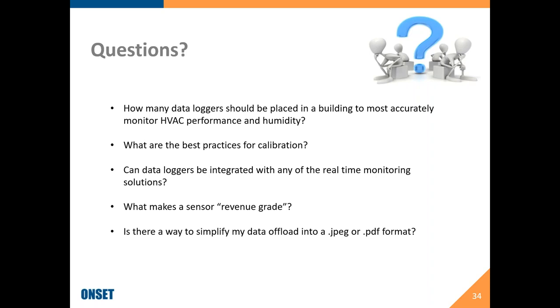Last but not least, before we get to some of the crowd questions, we were asked if there's a way to simplify data offload into a JPEG or PDF format. So there is, depending on which type of logger you're using, whether that be one of the Bluetooth or one of the USB-based loggers. The USB loggers, when you open the file in HOBOware, you can directly print the chart and/or graph into a PDF document. It'll end up being one of the options on the print section.